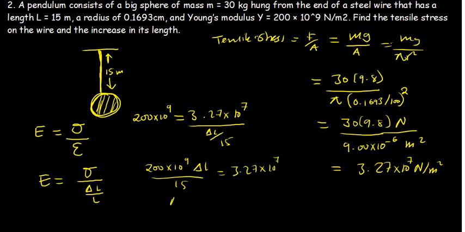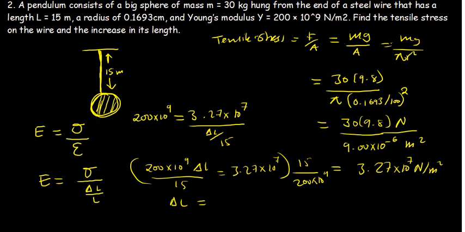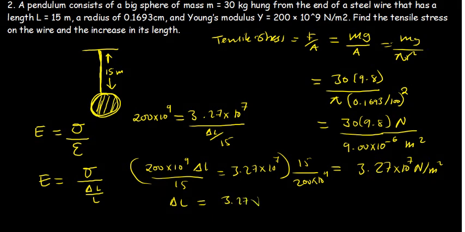To remain with change in length, I'm going to multiply everything. We have a 15 in the denominator, so I'll multiply by 15. I also want this one not to be there, so in the denominator I also put 200 times 10 to the power 9. And so the change in length is going to be 3.27 times 10 to the power 7 multiplied by 15, then divided by 200 times 10 to the power 9. This is going to give us 2.45 times 10 to the power negative 3 meters. So that is going to be it for this question.